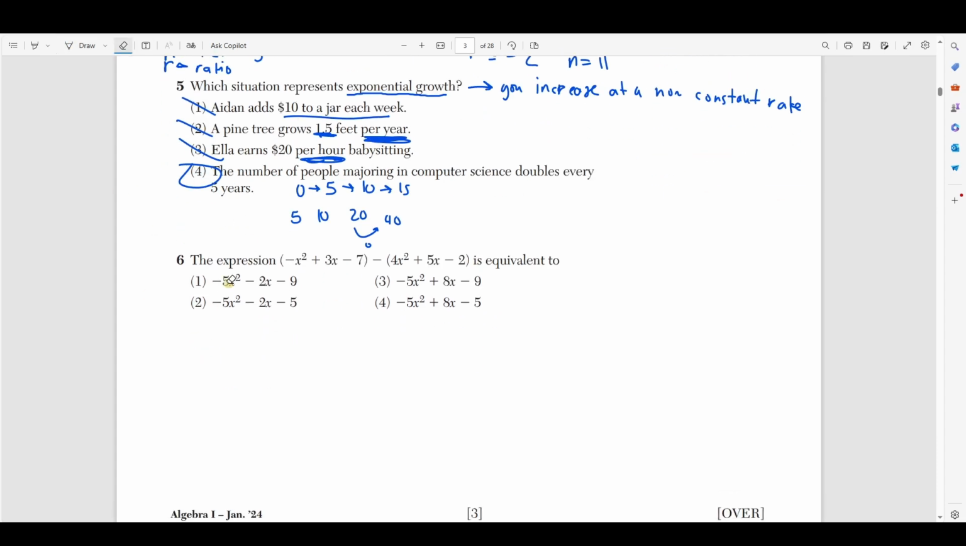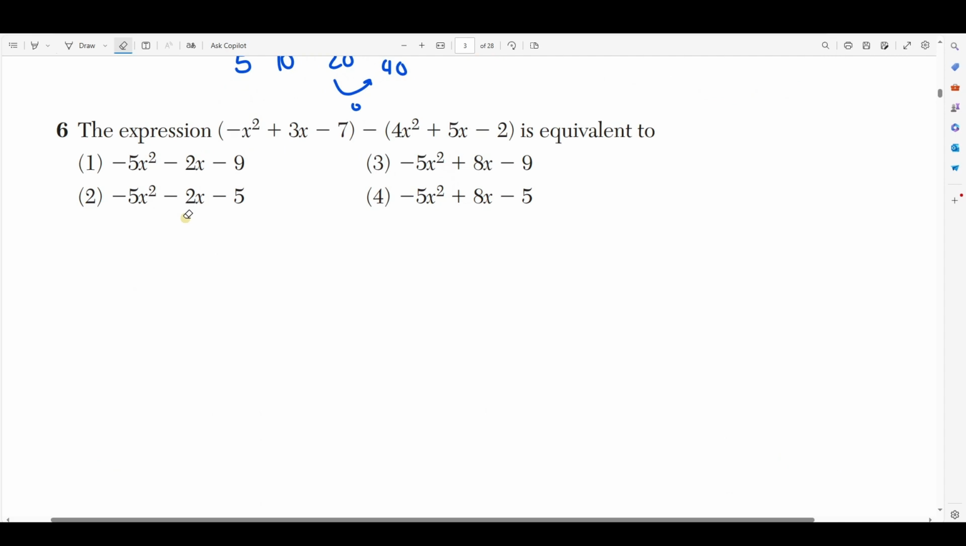Moving on to number 6, it says the expression negative x squared plus 3x minus 7 minus 4x squared plus 5x minus 2 is equivalent to what? Now, the first thing you need to do here is to get each term out of the parentheses. And you can get negative x squared plus 3x minus 7 out of the parentheses. But here, you cannot get 4x squared plus 5x minus 2 out of the parentheses unless you multiply it by negative 1. Remember that when you have a negative symbol in front of a parentheses, that means that there's an invisible negative 1 in front of it, which means you need to multiply everything inside of it by negative 1. Cool. That's just a rule. You have to remember that, right?